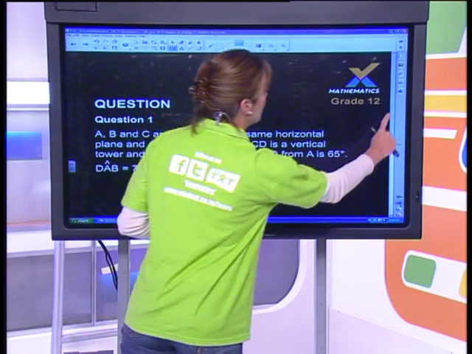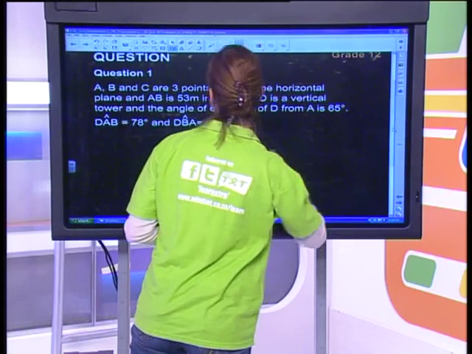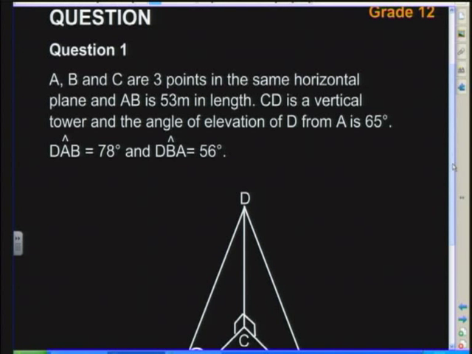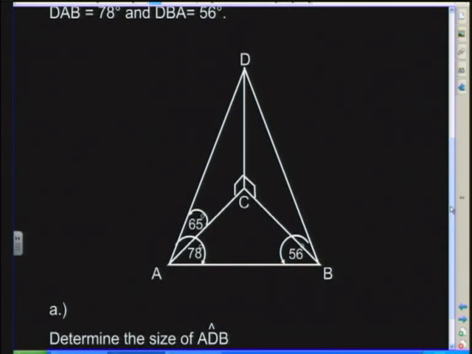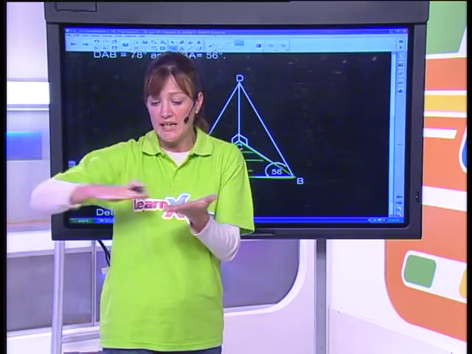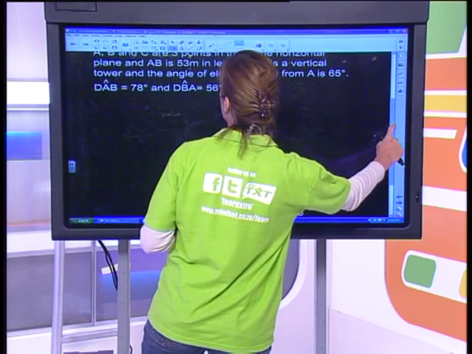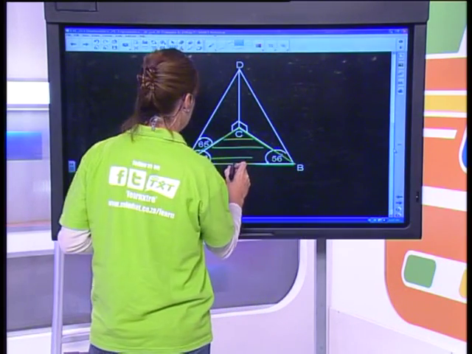Let's take a careful read through the first question and see what we're going to do with it. We've got points A, B, and C, which are 3 points on the same horizontal plane, and AB is 53 meters in length. So let's quickly look at that. Points A, B, and C are 3 points on the same horizontal plane. That is telling us that it is actually a flat surface, and that those 3 points are all just points on a flat surface. And then they've told me that I have the length of AB, which is 53 meters.